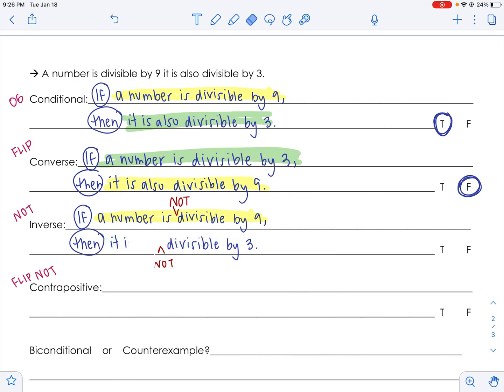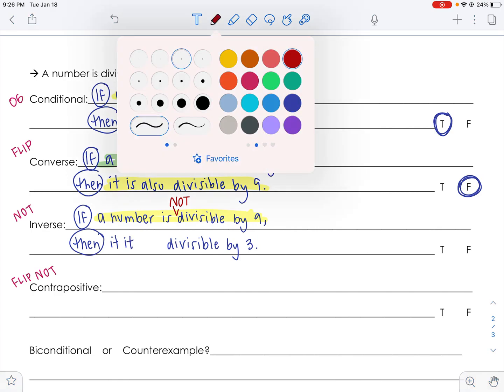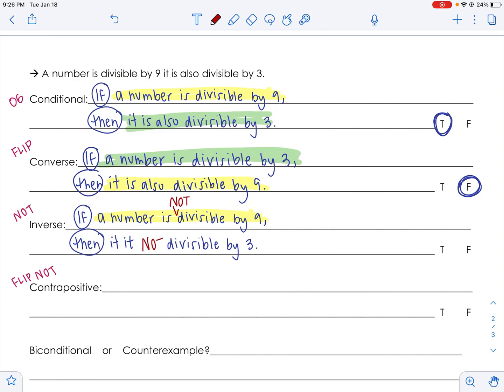And in fact, if you want to, you can even edit some of that and say, well, it is not divisible by 3. Sounds a little bit better than it is also not divisible by 3. But that sort of stuff is just up to you. But notice I didn't change the order of anything. I just put the word not into the mix.